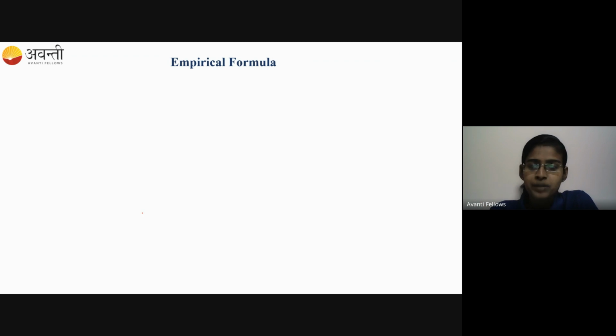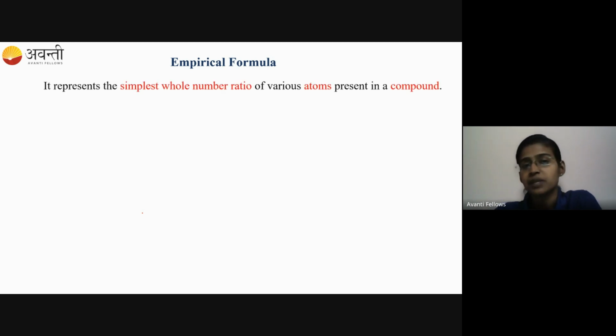Okay, so it is the simplest whole number ratio of various atoms. The smallest whole number ratio of various atoms present in a compound. We have a compound, and in that compound we may have different kinds of atoms. So the simplest whole number ratio of that particular thing, suppose if I take NH3.